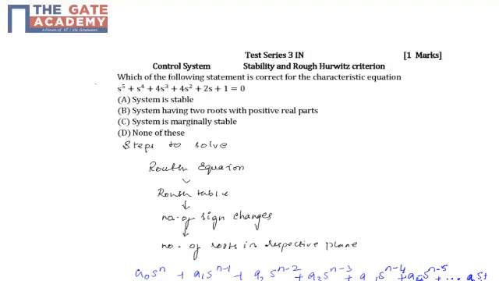In order to find if the system is stable, unstable or marginally stable, we have to follow these steps. First, we have to equate it to the general Routh equation. From the general Routh equation we form the Routh table, and from the Routh table we find the number of sign changes, and from the number of sign changes we can identify the characteristics of the system.